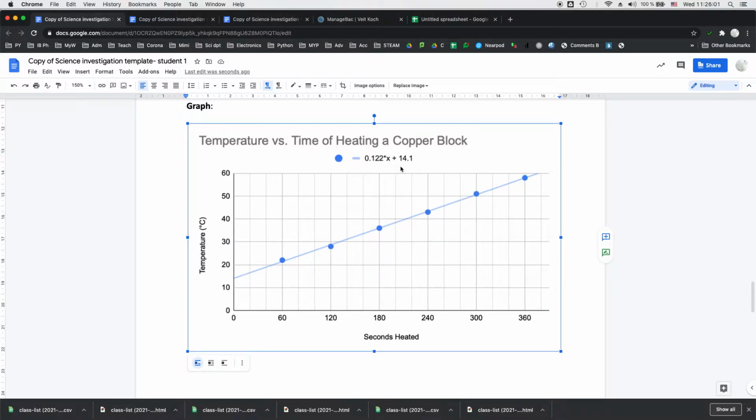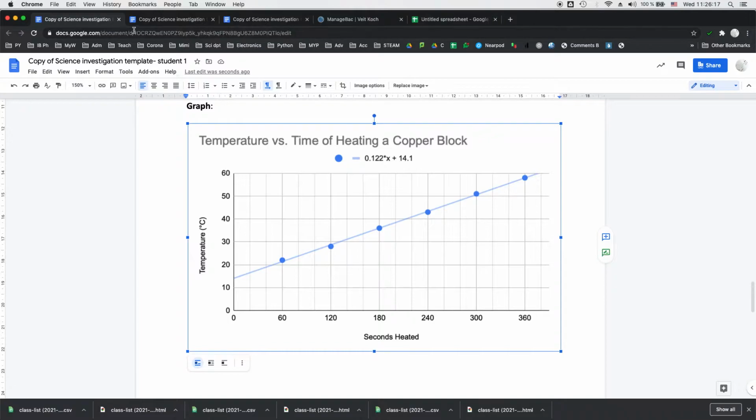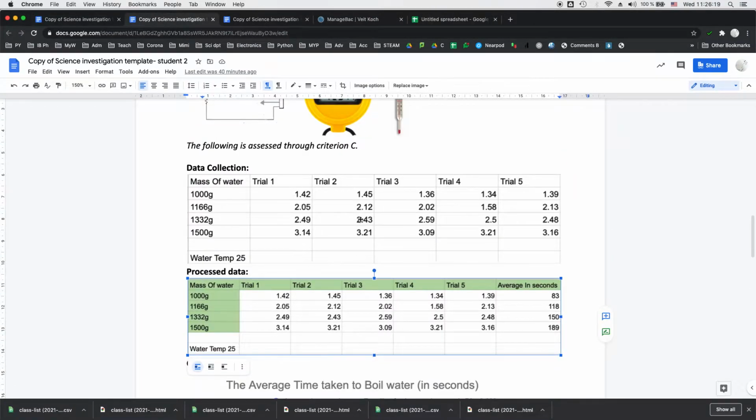But there is the equation of the line, so of the line of best fit. That is good. It's the right kind of graph. I would say this gets a 6 based on that, because some of the 7 to 8 aspects are included here. Let's have a look at the other samples of work.